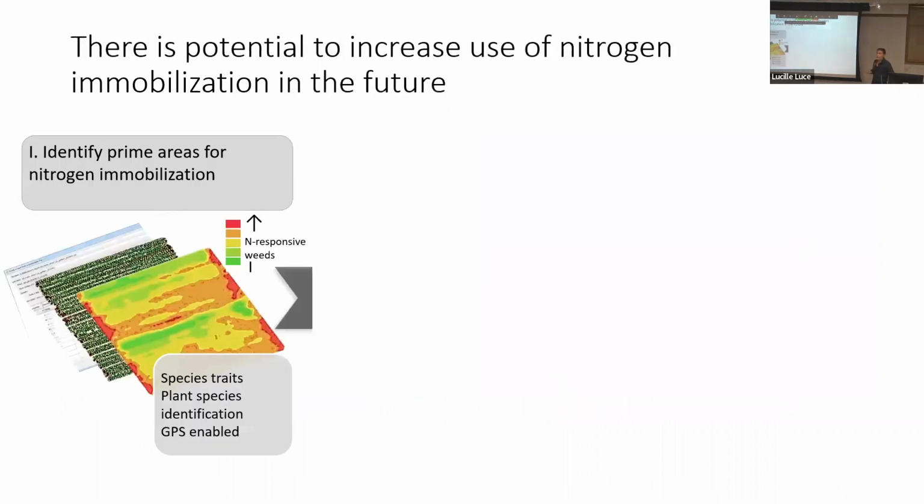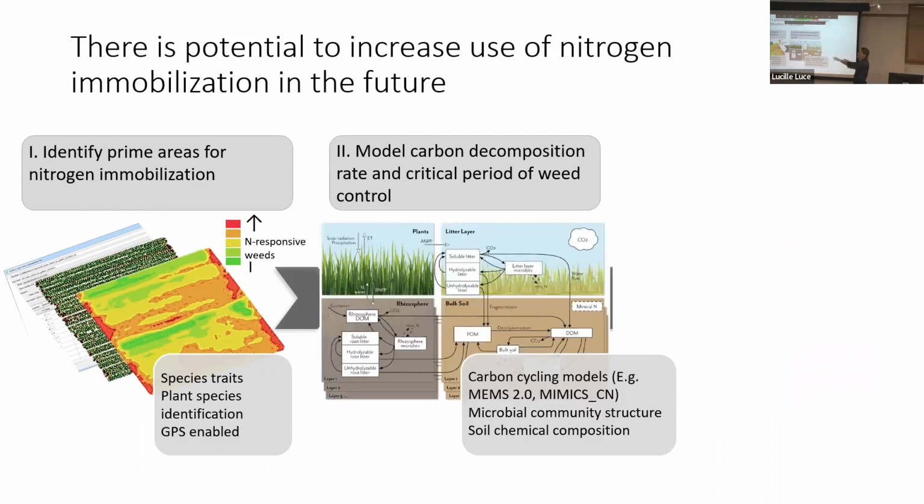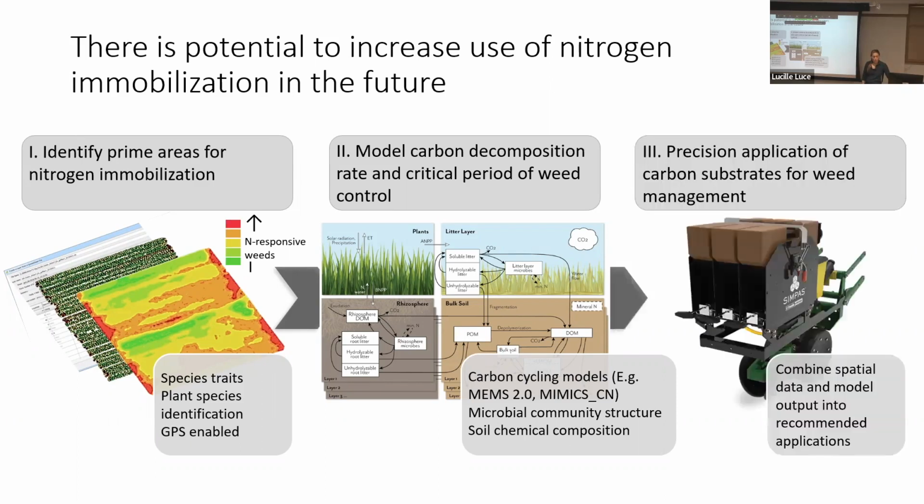And I also hope that we can increase the use of nitrogen immobilization in the future as our ag systems become more data driven. So we might be able to go into a field and identify areas where we have nitrogen responsive weeds and high soil nitrogen availability, and then use our increasingly accurate soil carbon decomposition models to figure out where we should put that carbon and which source of carbon is going to be best for immobilizing nitrogen during the critical period of weed control. And then take an applicator and actually apply that carbon in specific areas in the field.